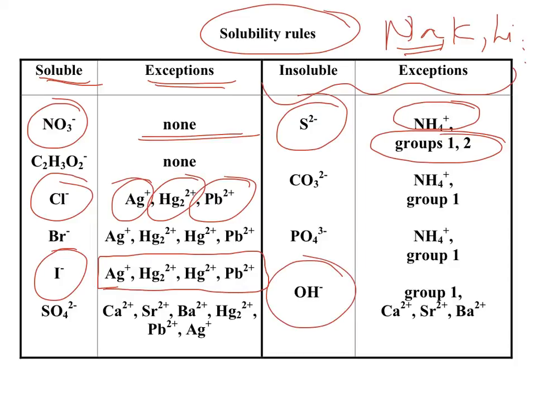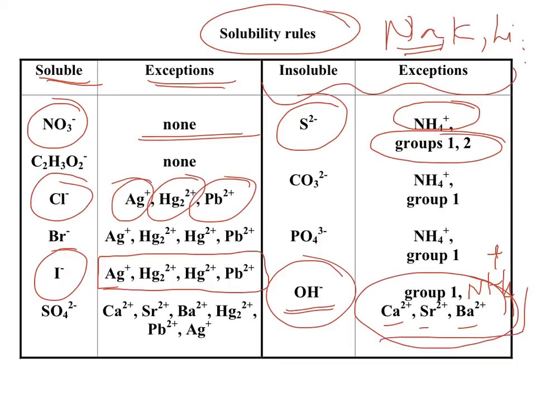Hydroxides. All of them are insoluble except for these hydroxides, and also there is ammonium missing here, ammonium hydroxide as well. Ammonium hydroxide dissolves in water. So ammonium hydroxide, group 1 hydroxides, calcium hydroxide, strontium hydroxide, and barium hydroxide are exceptions to insolubility. So all hydroxides are insoluble except for these specific hydroxides mentioned here. So please make sure to add ammonium to this list.